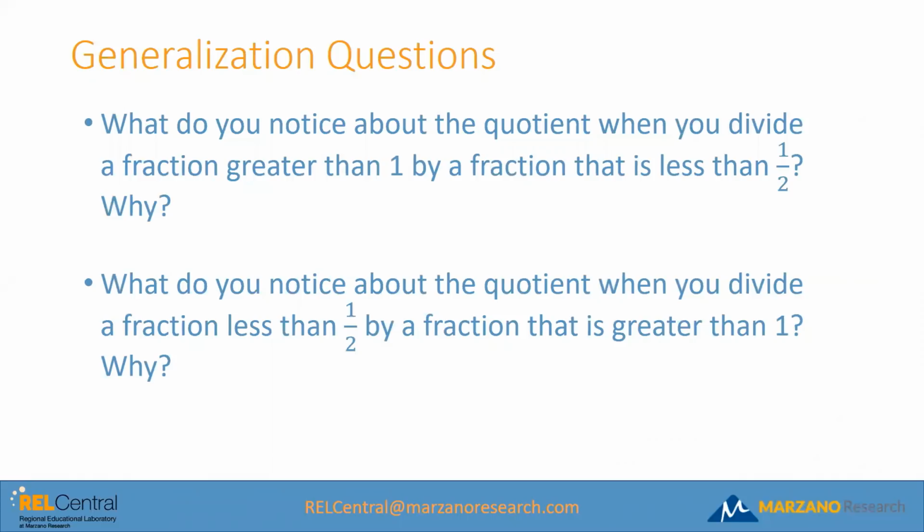So for example, the first one in the first bullet, what do you notice about the quotient when you divide a fraction greater than 1 by a fraction that's less than 1/2? So if I select problems that give students a fraction greater than 1 divided by a fraction less than 1/2 and give them multiple examples of that to solve, now I can go back and ask them, what do you notice about the quotients? For many students, they're very surprised that you can get a quotient that's larger than either of the two numbers that made up the dividend or the divisor because they've made generalizations that haven't been quite accurate based on their experience with whole number operations.